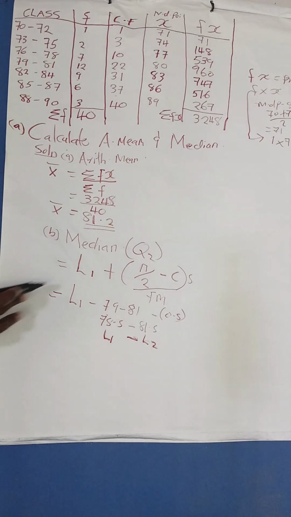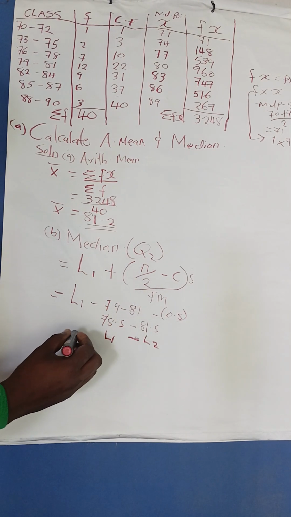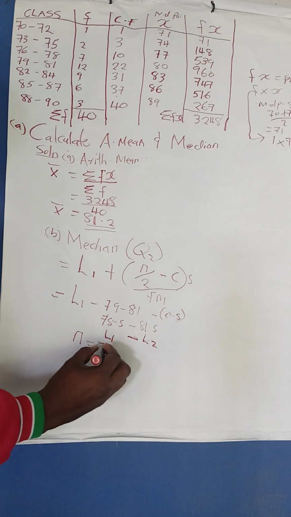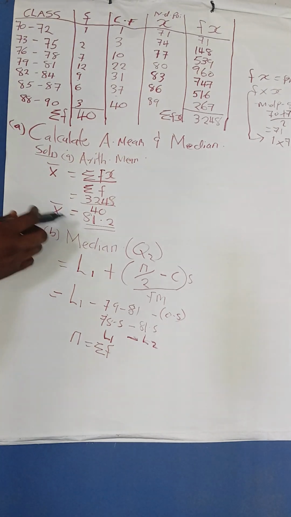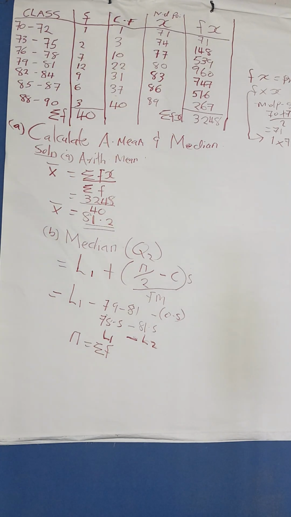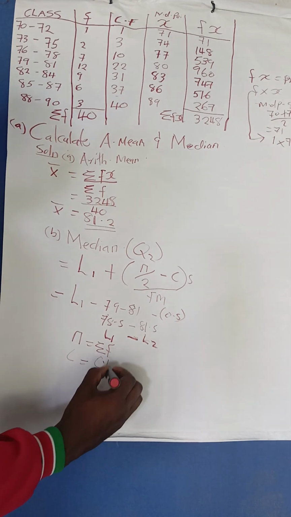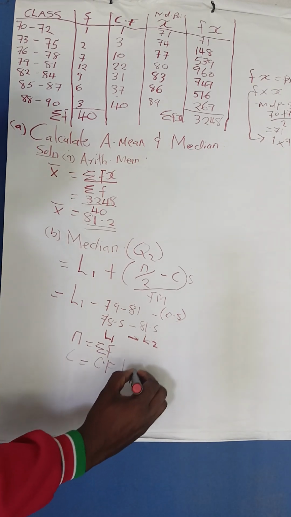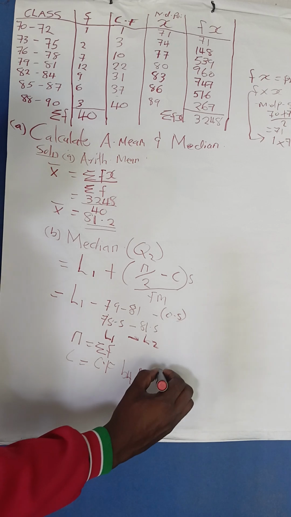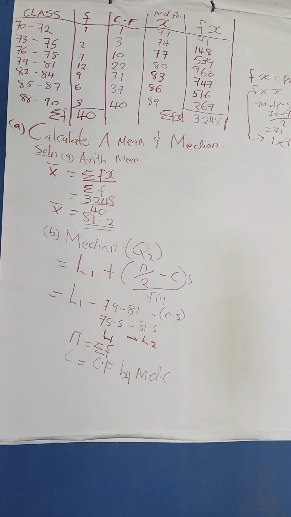Good. So I think you have now seen how we identify L1. You will also learn how to get the median class. So we go to the next one, N. N, for this case, is the total summation of F, and you already have the total summation of F as 40. So that one is easy. Then C is the cumulative frequency before the median class.